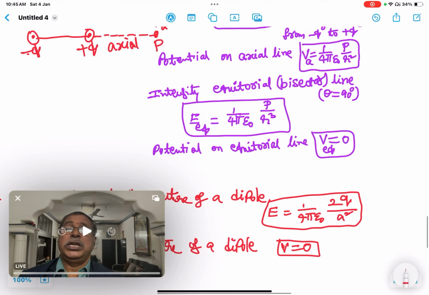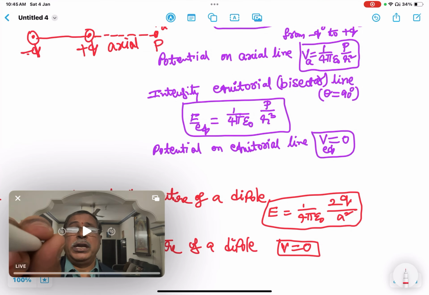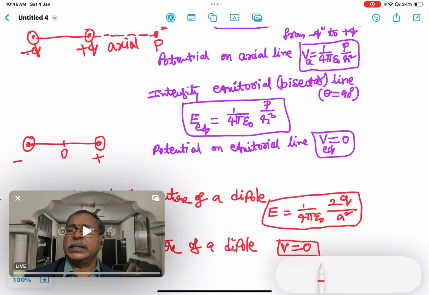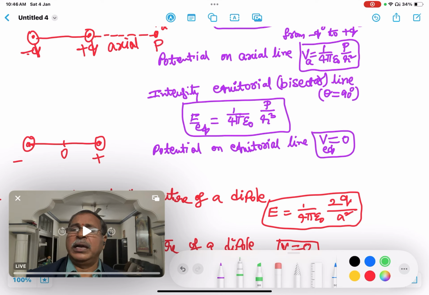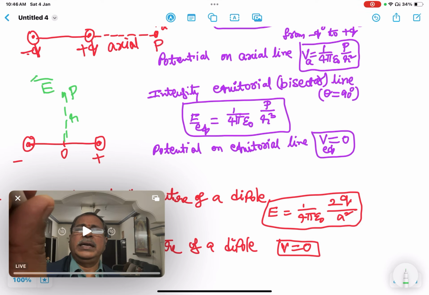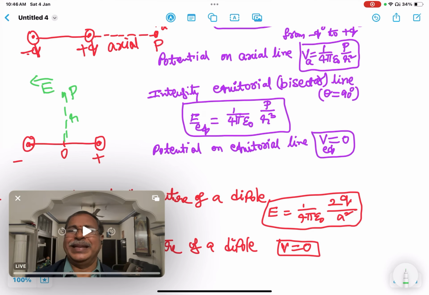And intensity on equatorial line. I'm drawing the equatorial line also here. This is a dipole, minus and plus here, and this is the length of the dipole. This is the center of the dipole. Now I'm representing this with a green color pen. This is called the equatorial line. At a distance R, point P is expected. The intensity direction is from plus to minus. Recognize this point. Direction is also very important because it's a vector quantity, right?